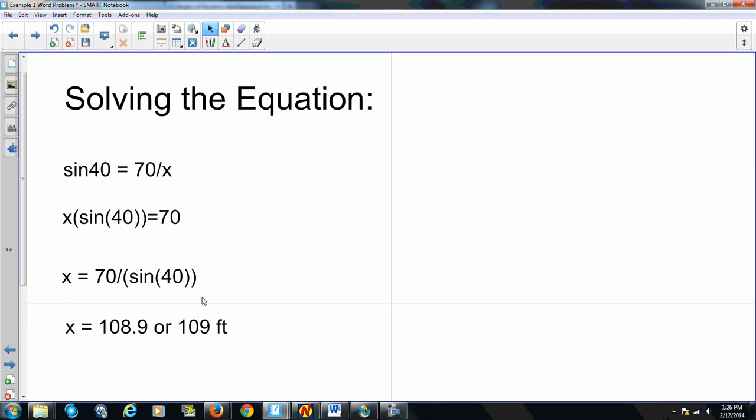As you can see, once we drew the picture, a lot of our information just fell into place, and this right here is exactly the same as all of the exercises that we did in class on Monday.